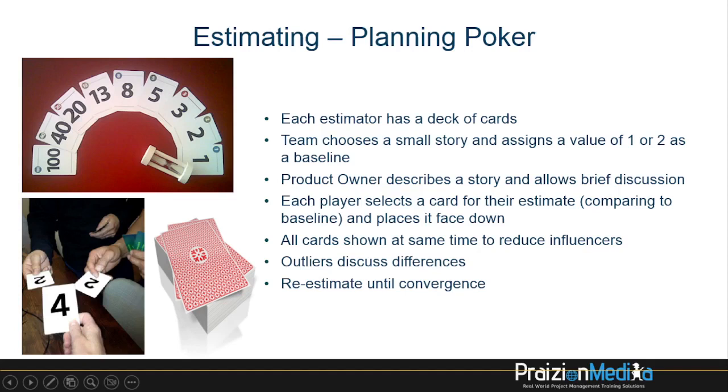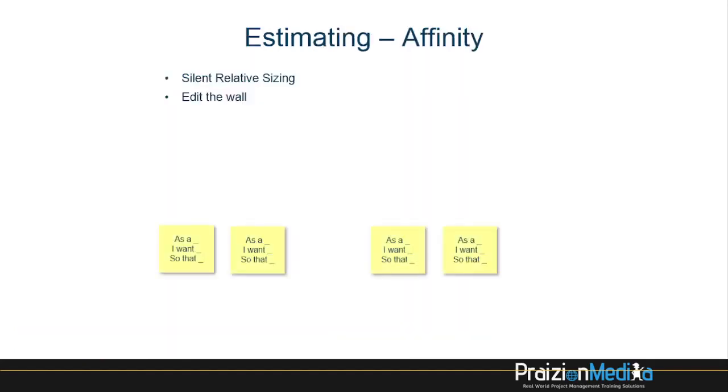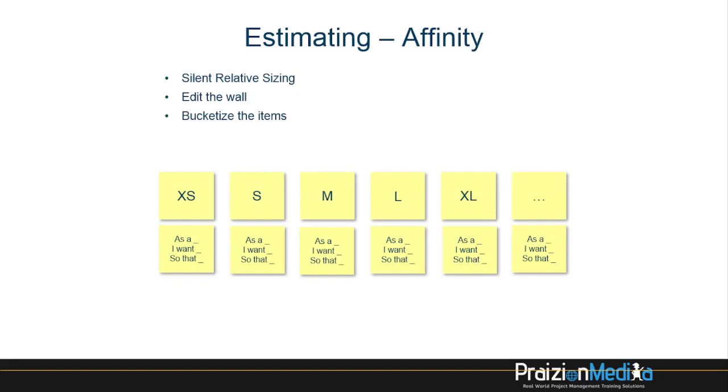Another way we can do this is using affinity estimating. In affinity estimating, we seed the board, seed the wall, with extra large, large, medium, small, and extra small examples of user stories. And with this idea of being able to compare and contrast, whether it's bigger, smaller, or the same size, you've got an example of an extra small, so you know if the story you're holding is an extra small or if it better fits small, medium, large, or extra large based on the examples you have on the wall.